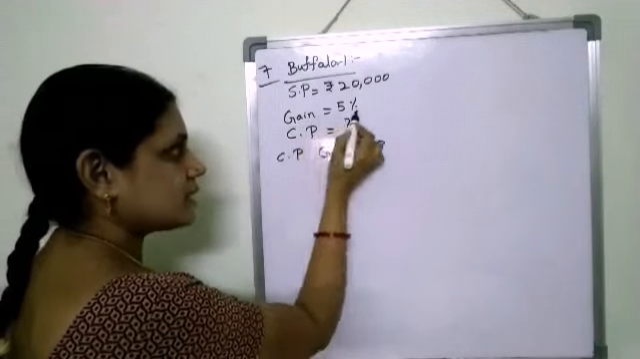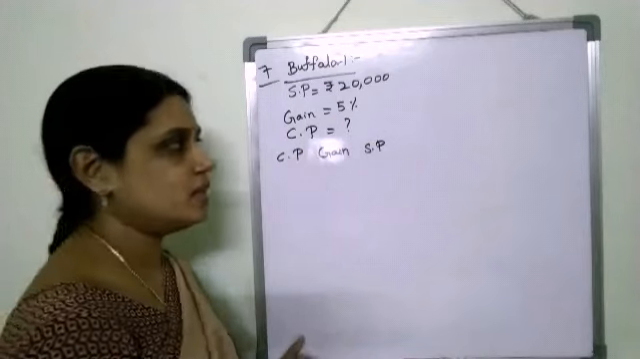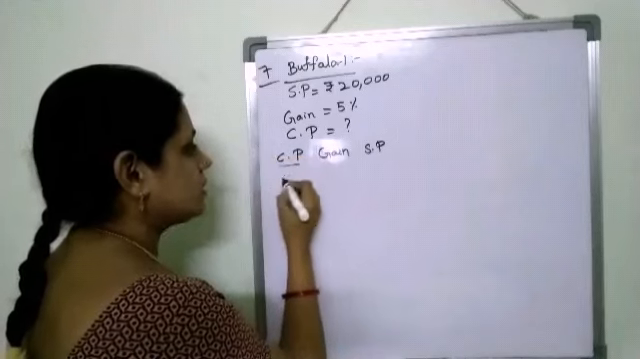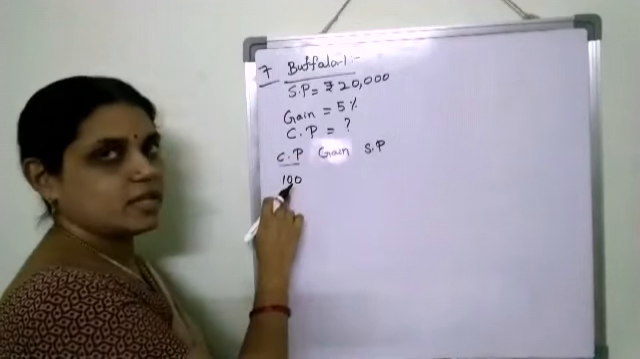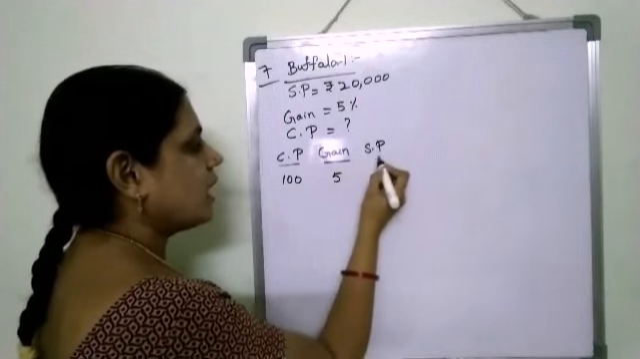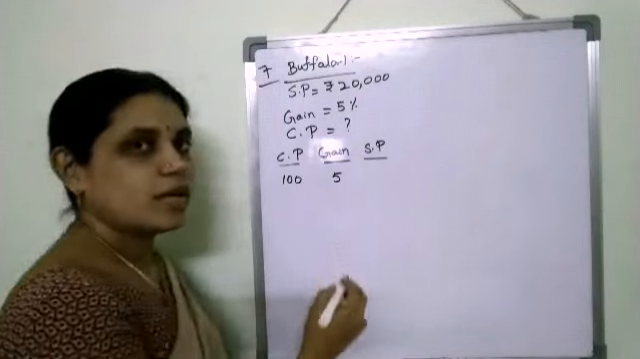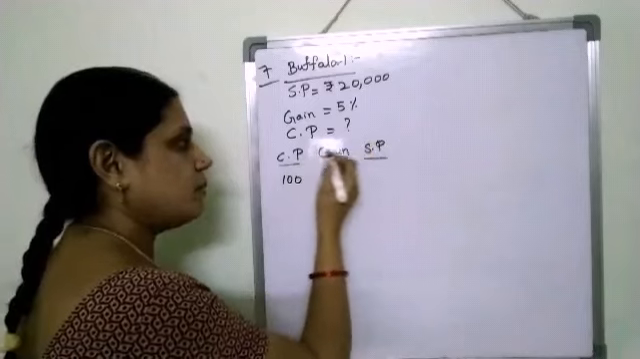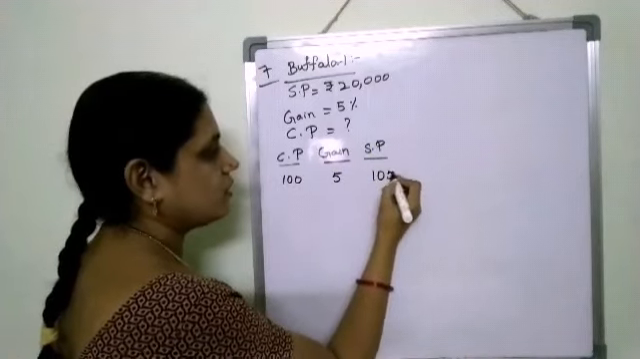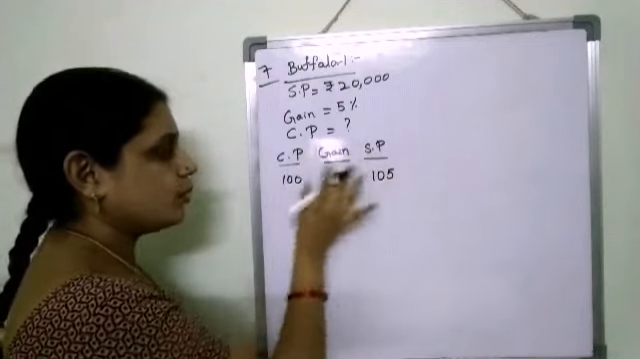So here, since the gain percentage is given, that is 5%, it means 5 rupees for every 100 rupees of CP. So here CP we will always assume as 100. Then the gain will be 5 rupees, and then how to calculate SP? CP plus gain equals SP. So 100 plus 5, that is 105. All these are in rupees.